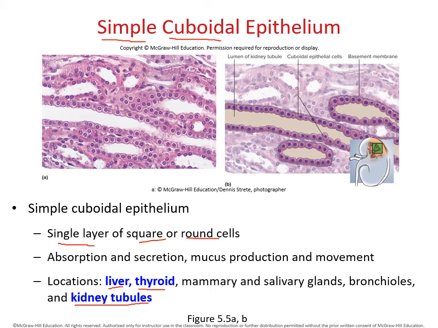Please keep in mind, as mentioned before, for the location, I'm going to limit my question types for the exam based on the ones that are highlighted in blue. So liver, thyroid, and kidney tubules for simple cuboidal epithelium. And obviously make sure that you read the mammary and the salivary gland and the bronchioles. You can also find them there, but you won't have exam questions on the ones that are not highlighted in blue when it comes to the location. All right, let's take a look at the picture.